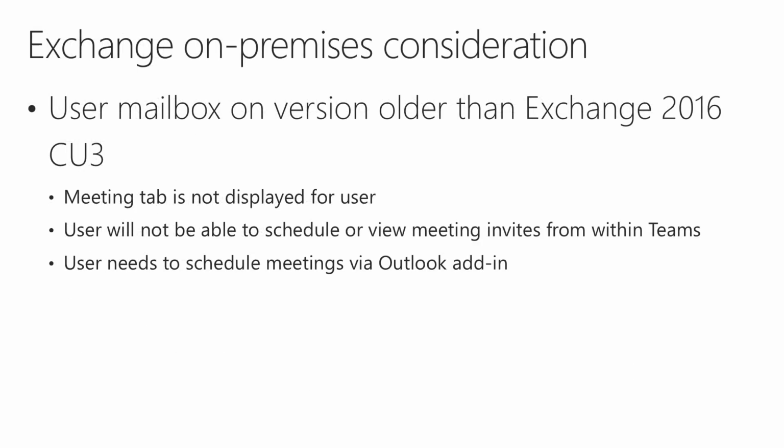If some or all of your users are using Exchange on-premises, there might be some limitations depending on what Exchange version you're using. Please note that we're listing here only limitations that are related to Teams meetings. There might be other limitations that we're not listing on this slide because we are just talking about meetings. So if your Exchange version is older than 2016 CU3, users will not be able to see the meeting tab in the Teams client. That means they won't be able to schedule or view meetings from within Teams. So if these users want to schedule a meeting, they will have to use the Outlook add-in.